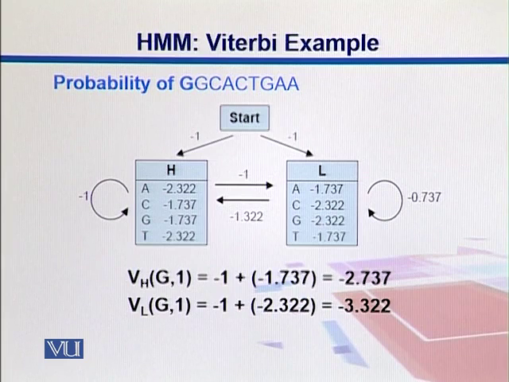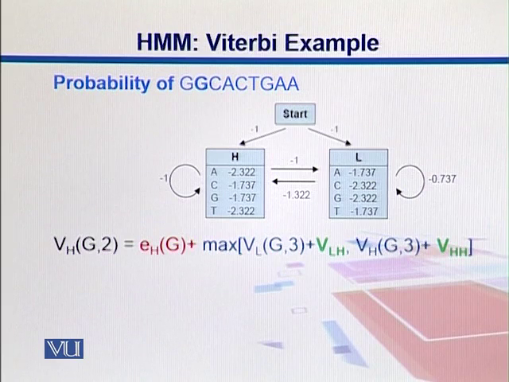In the same way we can calculate the probability of starting in state L for this G, which is -3.322. Obviously the higher value is the most likely one, since the numbers are negative. So -2.7 is the higher value, so most probably it's coming from state H.